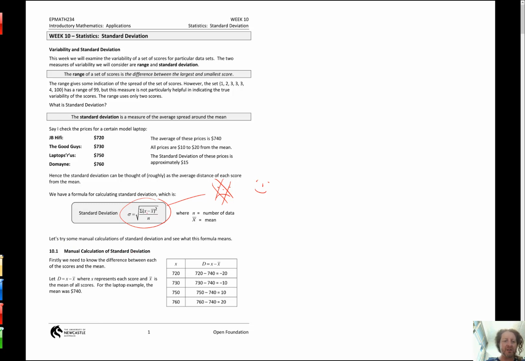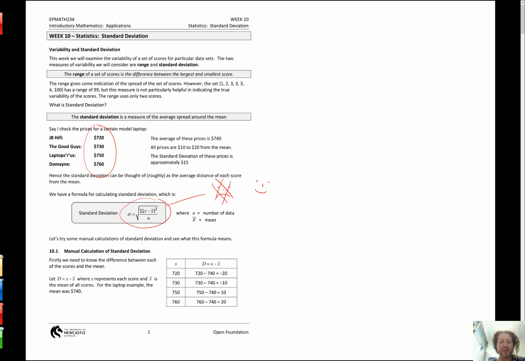It's going to be our guide to remind us what to do. And it may not look like it, but it is. Okay, let's go to things already started happening here. Let's go to this table. So here we're doing the table for the laptop prices. So the scores I got: 720, 730, 750, 760.